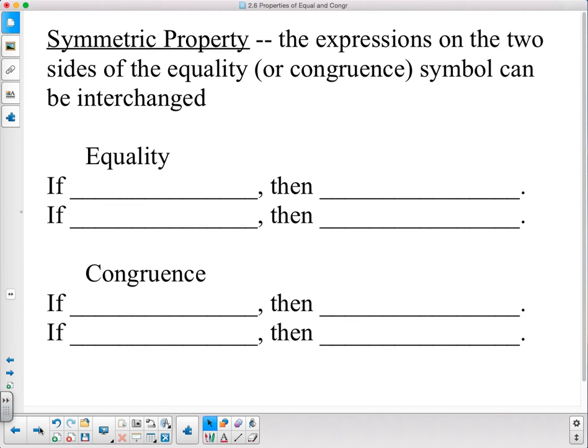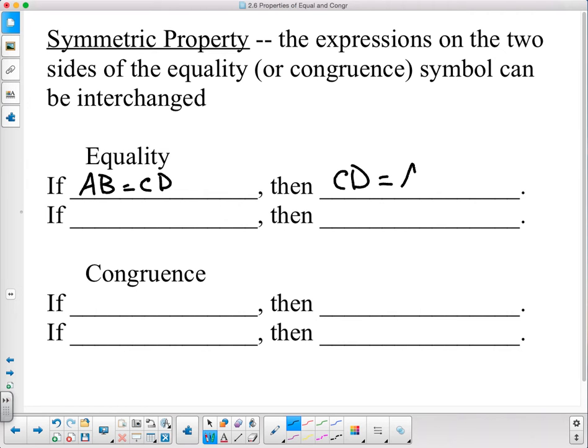The symmetric property is a little bit more involved. The symmetric property says the expressions on the two sides of the equality or congruence symbol can be interchanged. What's interchanged? Interchange things. Let me switch it around. Instead of AB, then it's BA, that kind of thing. Okay, so we're going to say how it is to begin with. If AB equals CD, then interchange the two sides. CD is equal to AB.